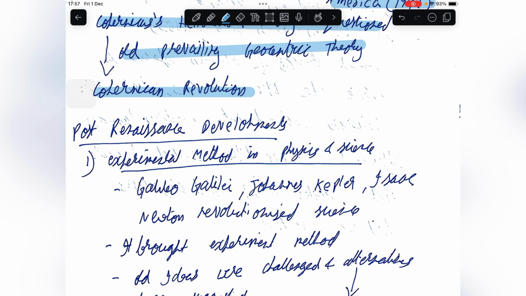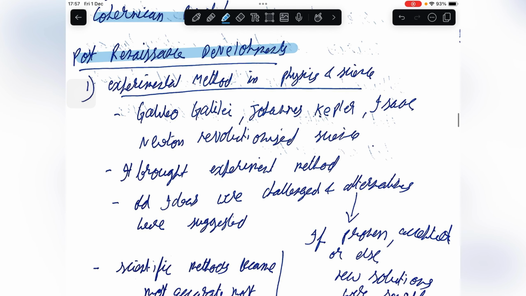Then there is the era after the Renaissance, called post-Renaissance development. We'll talk about it. First, experimental methods in physics and science. Galileo, Kepler, and Isaac Newton revolutionized science. These three names are important. They brought experimental methods, and this is where experimental methods flourished.